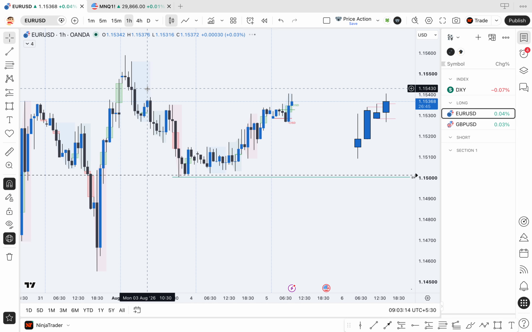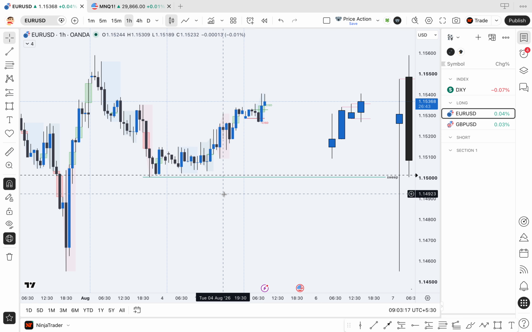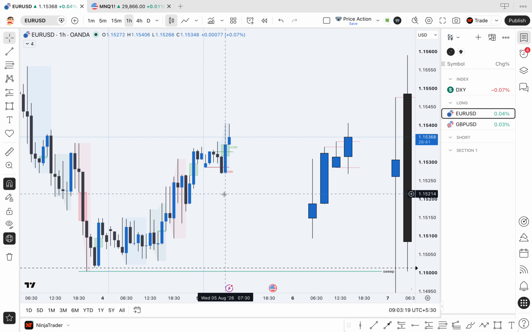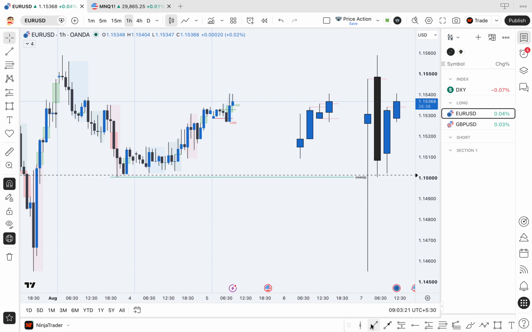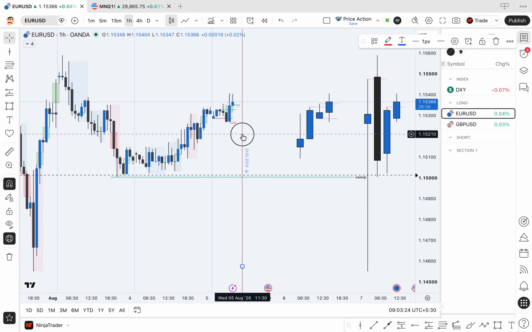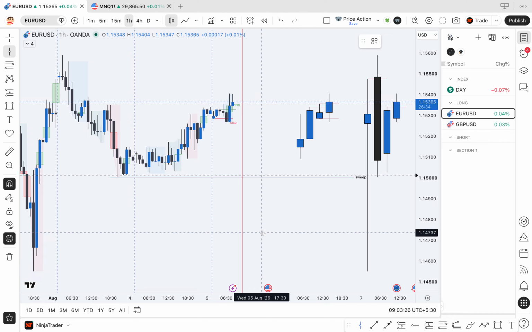Let's move on to hourly. We already have a point, so we don't need to look for a point on hourly. What we need to look for is time. So let's mark 11:30 and 17:30.